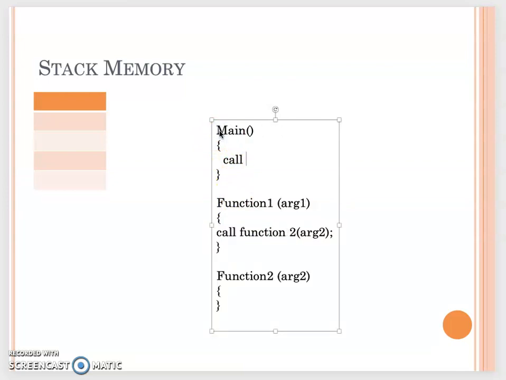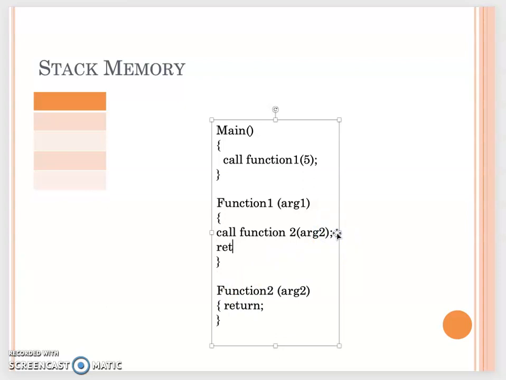Then, for example, in the main function, we call function 1. Then in function 1, you call function 2. When function 2 finishes, function 2 returns. Of course, after that, when function 1 finishes, function 1 returns. So that's what we call the stack memory.